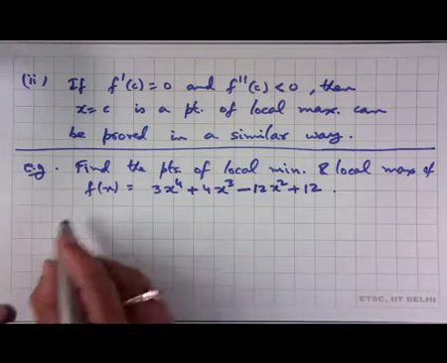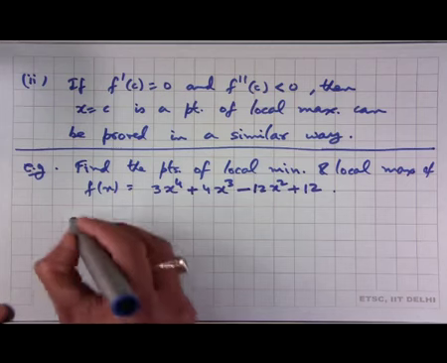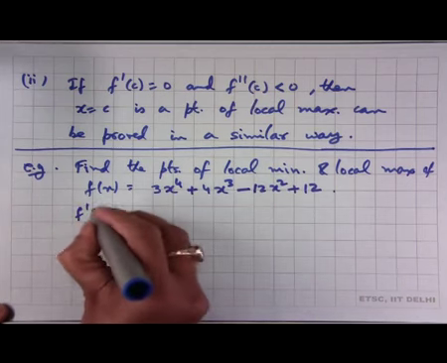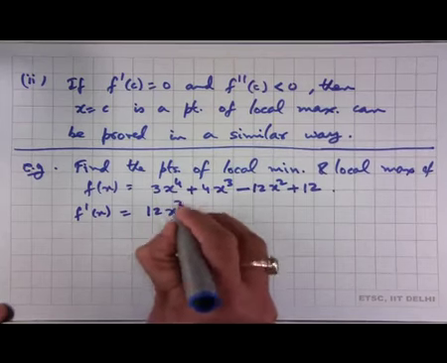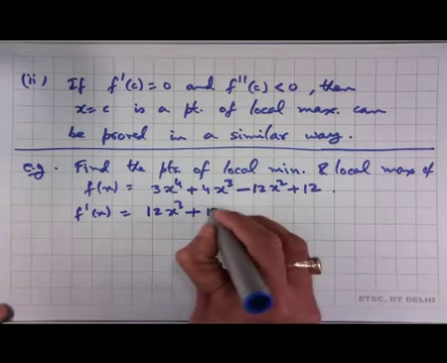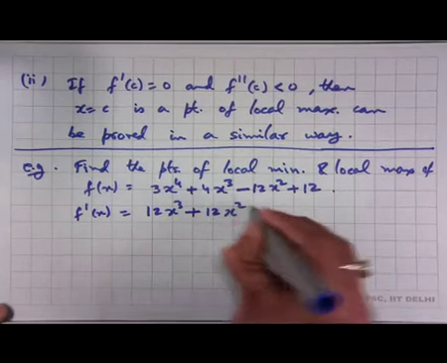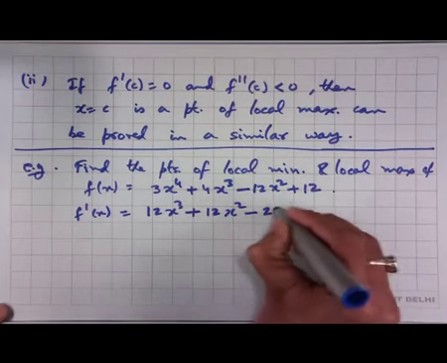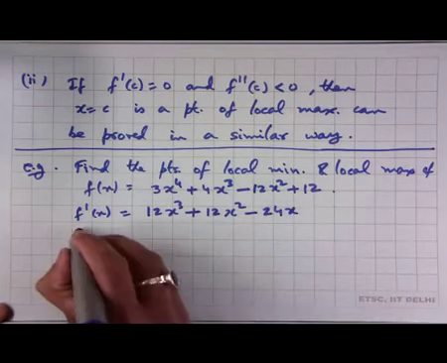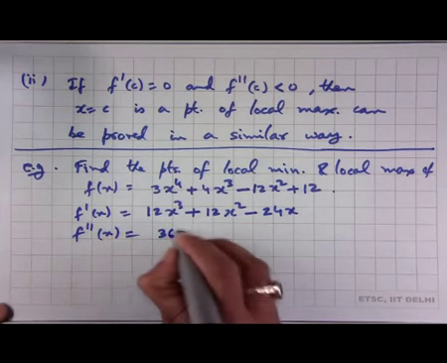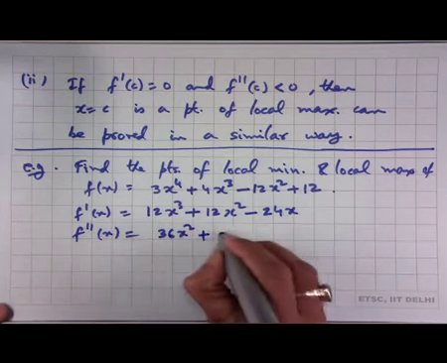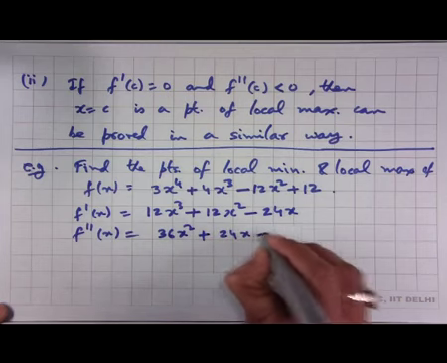So, what we do, first find the critical points. So, we find f prime x is equal to 12x cube plus 12x square minus 24x, and f double prime x is equal to 36x square plus 24x minus 24.